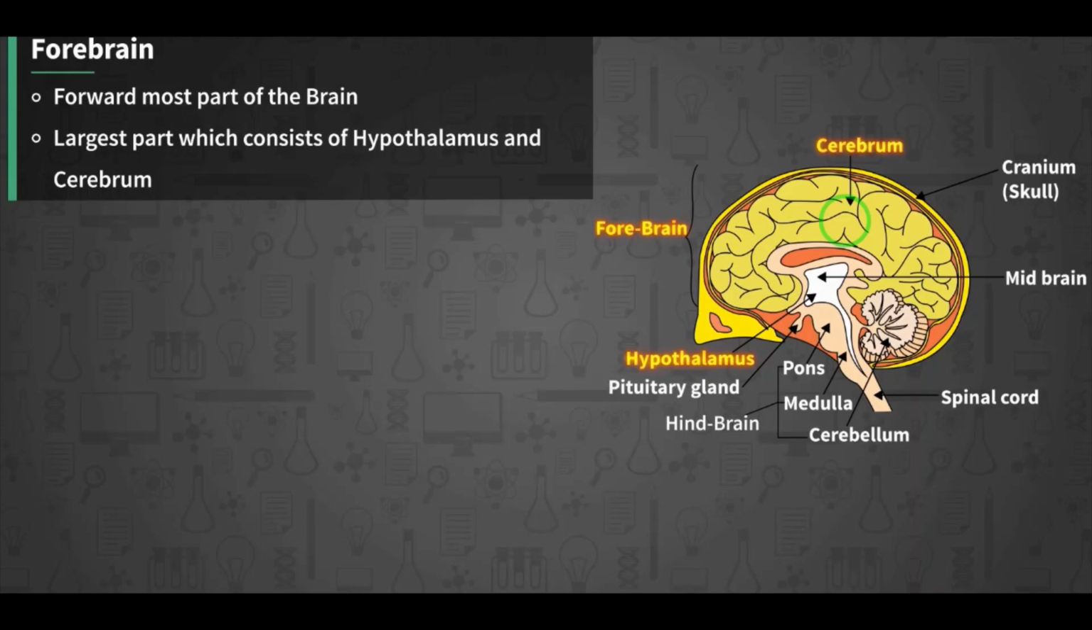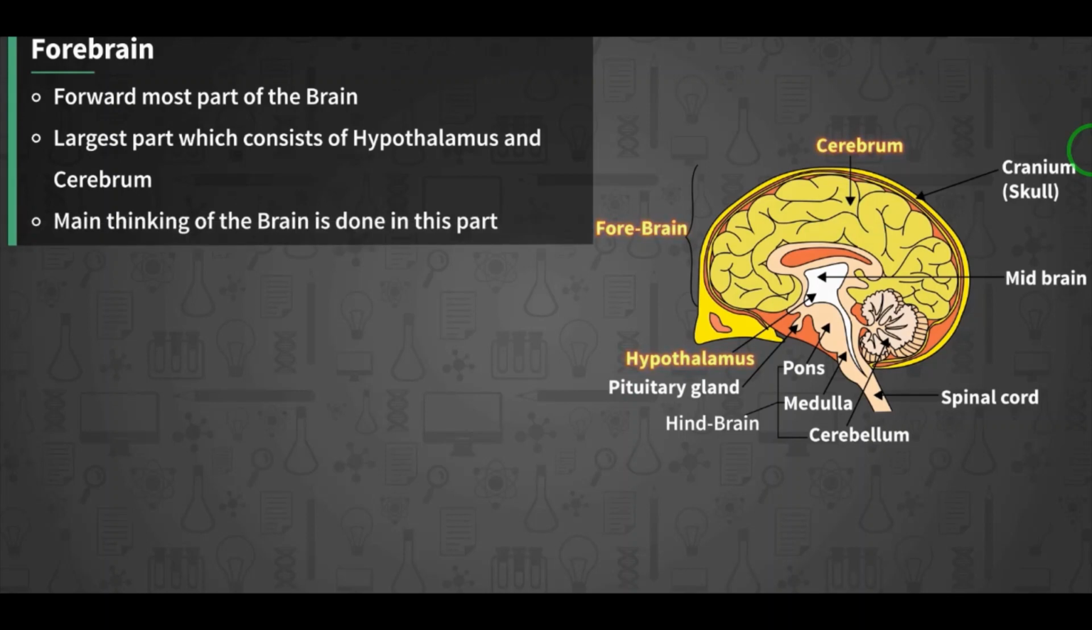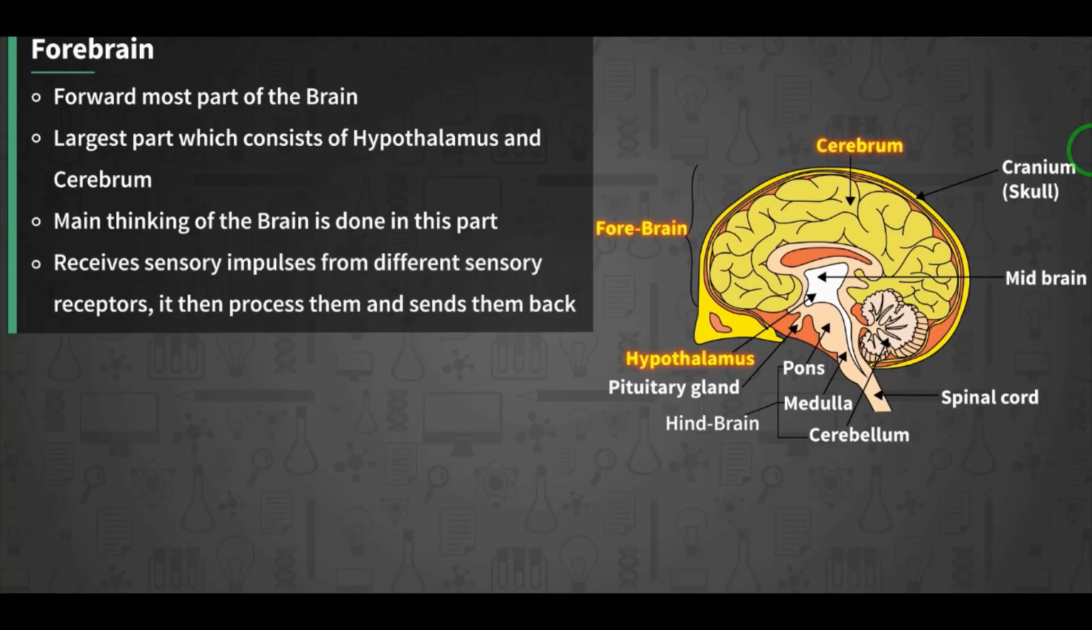The cerebrum is responsible for thinking, intelligence, consciousness, memory, imagination, reasoning and willpower. Now we can see these points. It is the forwardmost and largest part of the brain, which consists of the hypothalamus and cerebrum.